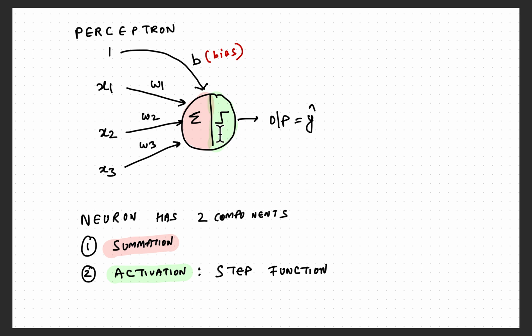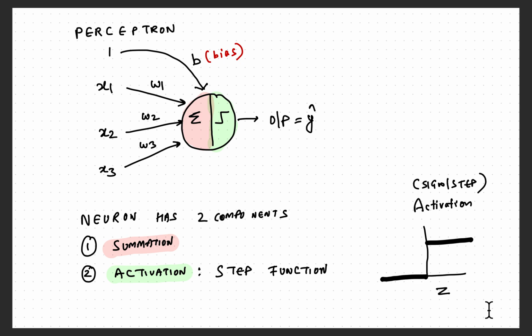And the step function in fact looks like this. If z is greater than 0, then it is 1. If z is less than 0, it is 0. And at z equal to 0, you could arbitrarily define the output to be either 0 or 1. And this resembles the shape that we have drawn here.